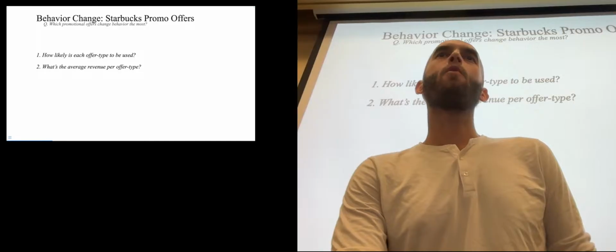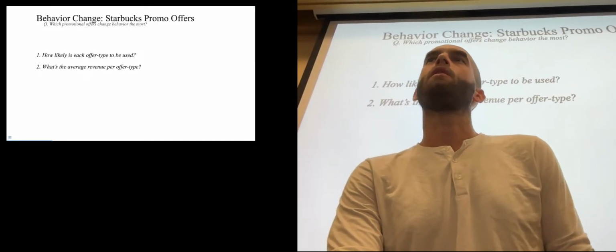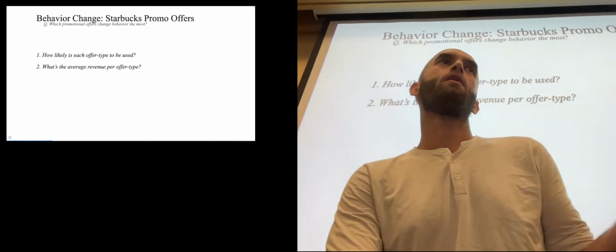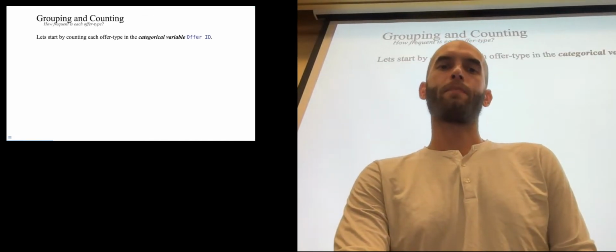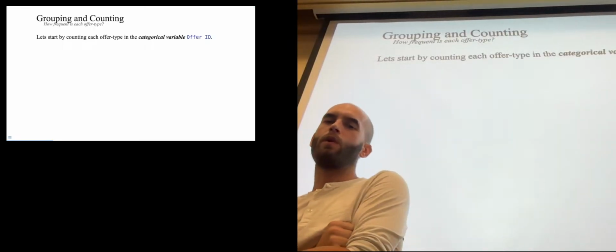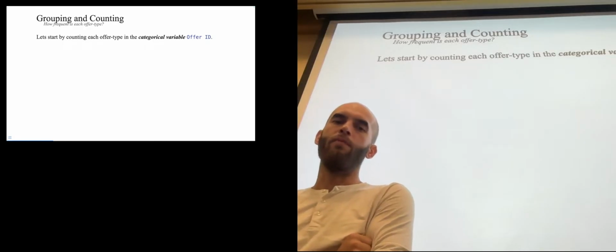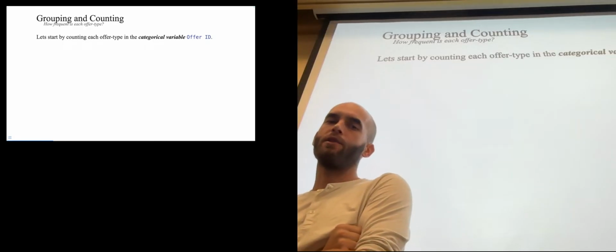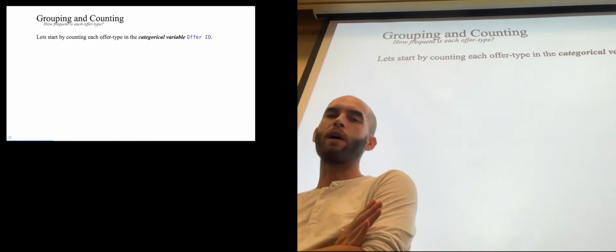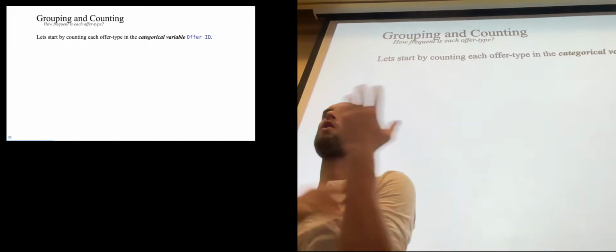But we're going to open this up step by step. I'm going to ask you a bunch of questions. You're going to tell me what you would do, and then we're going to go through this step by step. Okay, so the first part, we're going to think about counting. And the main question we're going to try to answer here is, how frequent is each offer type in our data? Just a raw count.